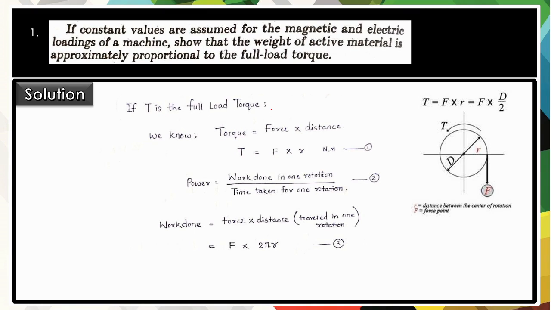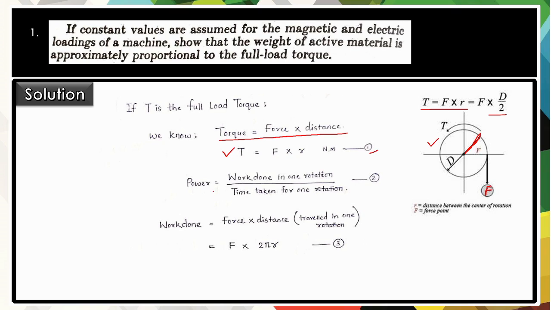If T is the full load torque, we know that torque equals force into distance. This is the very basic formula of torque. If this is a circular cross section of the shaft and force is being applied, then the torque equation is T equal to F into R, where R is the radius, or you can write F into diameter by 2. So T equal to F into R Newton meter. Let's assume it is the first equation.